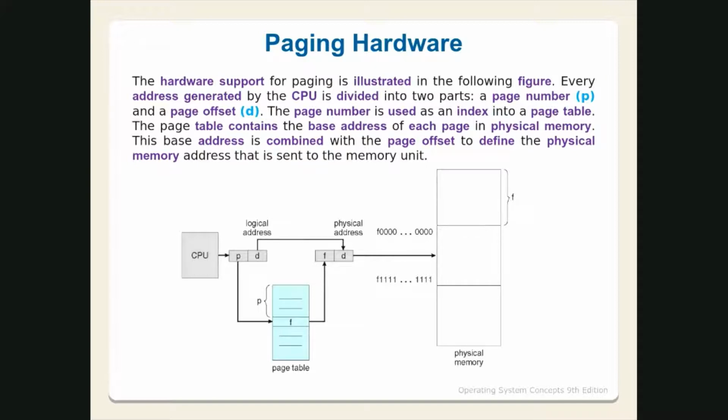This is the idea of your paging hardware. The CPU generates an address which is called a logical address. It is going to contain two things: the page number and the offset. So this time it is the page number, not the segment number, because now we are talking about paging. So the logical address contains two things.